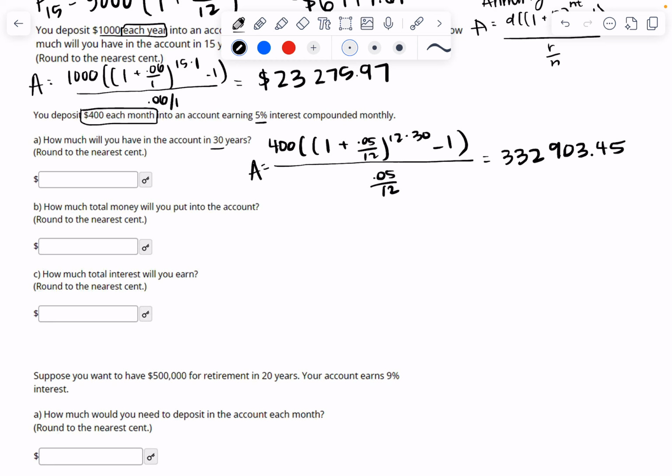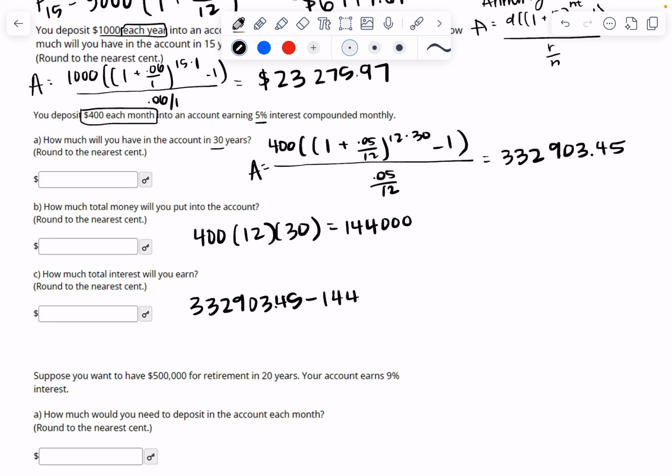Part B is how much total money will you put into the account? You're putting in $400 12 times a year for 30 years. When you multiply that out, you get $144,000. So how much interest do you earn? If you have $332,903.45 in the account and you only put in $144,000 of it, then $188,903.45 would be the interest.